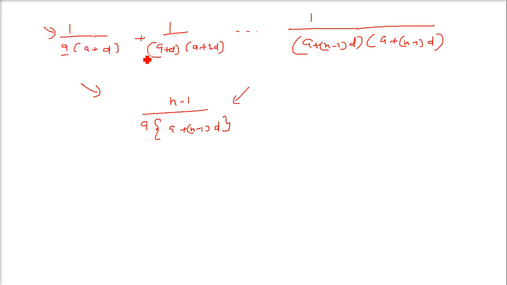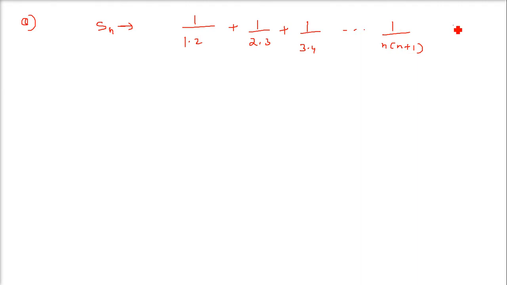So there are certain terms which are in AP, but they are in the denominator. So let me take a question, and then you will be able to understand. The question is, we have to find the sum of the series to n terms. The series is 1 by 1.2 plus 1 by 2.3 plus 1 by 3.4. This goes up to 1 by n into n plus 1. And this is an NCERT question.